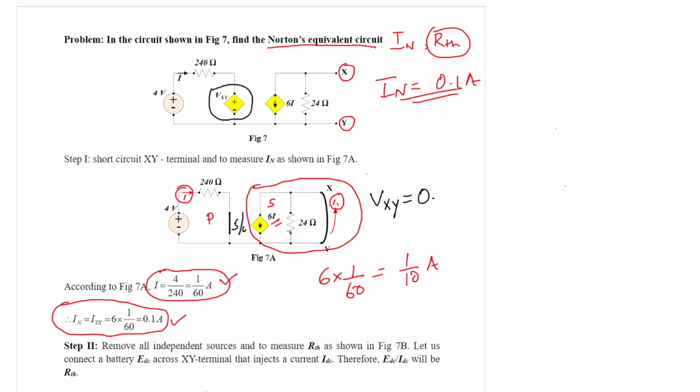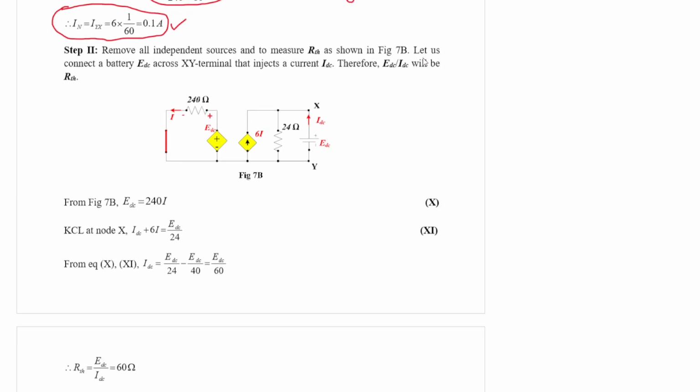That is why we remove this voltage source by short circuiting its terminals. Right, that is why this voltage source does not make any impact in determining Norton's current. Now to continue our discussion, since it encounters two dependent sources, we must connect a battery of known voltage, which is EDC, that will inject a current IDC in this direction.